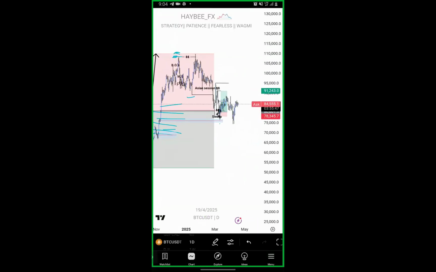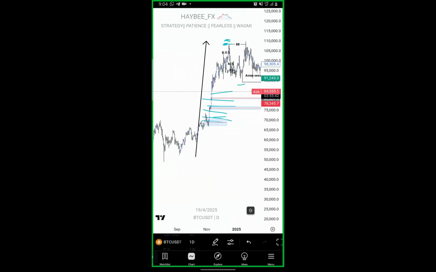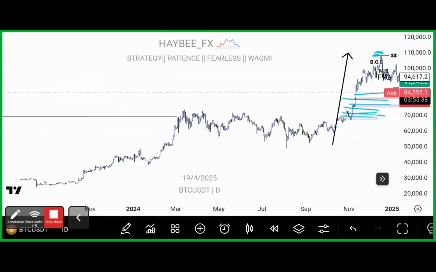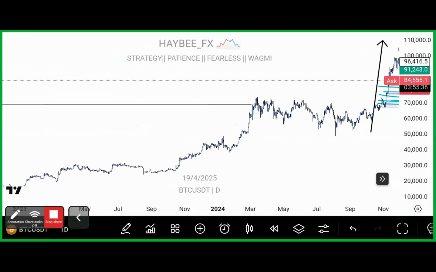Let me do this at this time. Let me go back. So now let us try and draw support and resistance. Like I said, for your first confluence, what will you do? You go to the higher time frame. Now I'm on the daily.